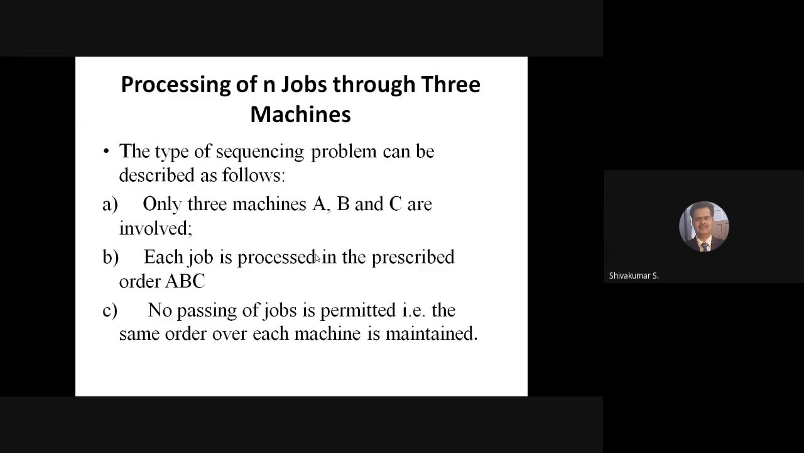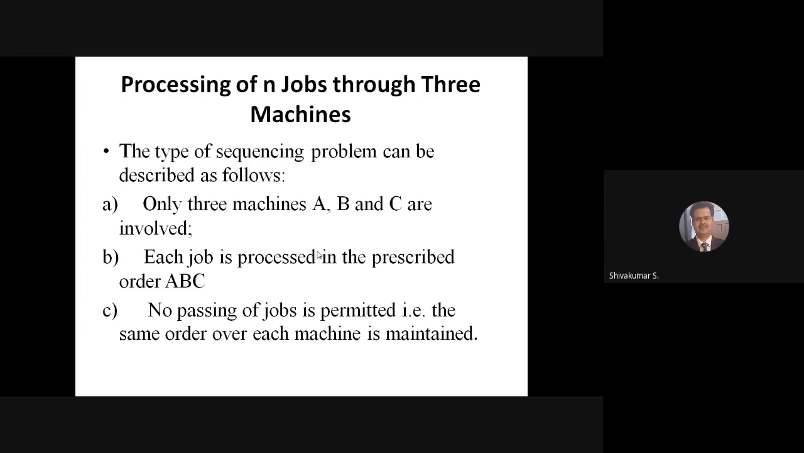Yes. Now we'll go for n jobs through three machines. Today I'm going to take this problem also. Tomorrow I'm going to solve using that digital board, on board, so there I think you'll understand better also. So I'm going to take now n jobs through three machines.